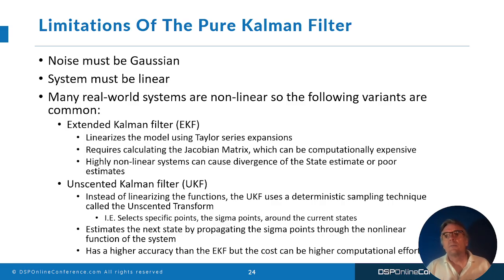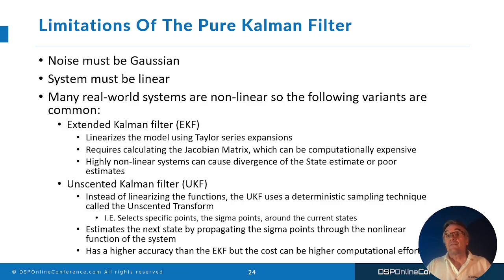So the most common solution to that is to use the unscented Kalman filter, which basically, rather than using linearization of the functions, uses a deterministic sampling technique, the unscented transform, to estimate the next stage by propagating these samples through the nonlinear function of the system.